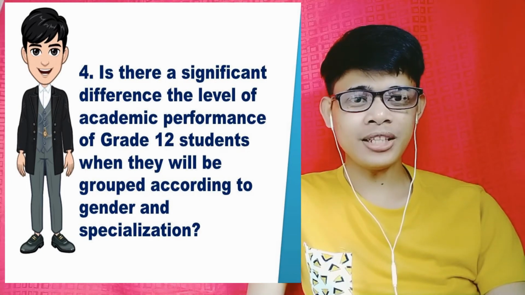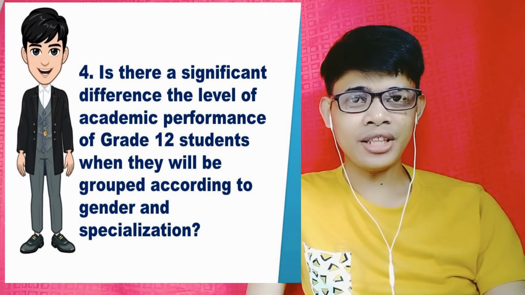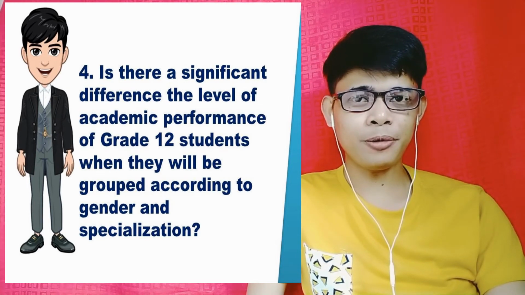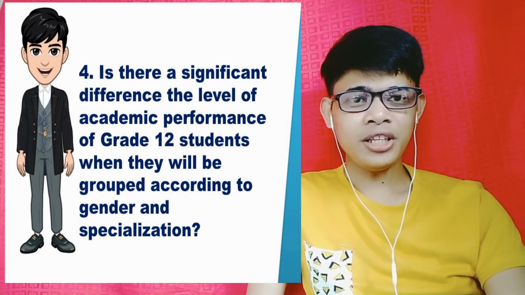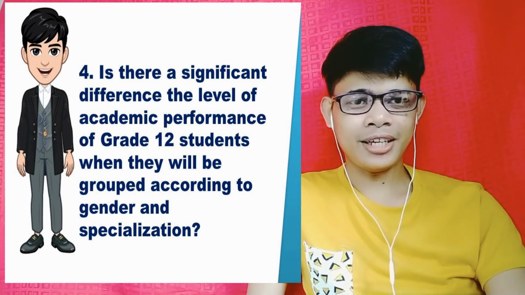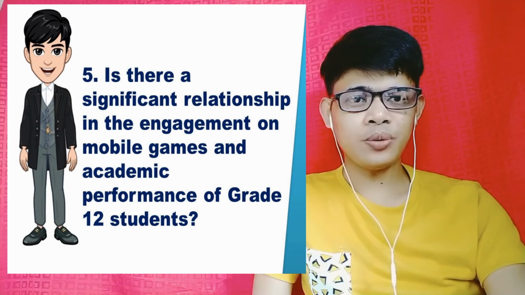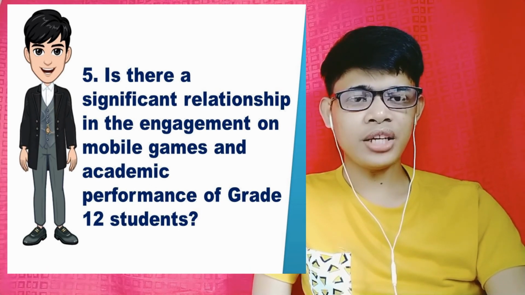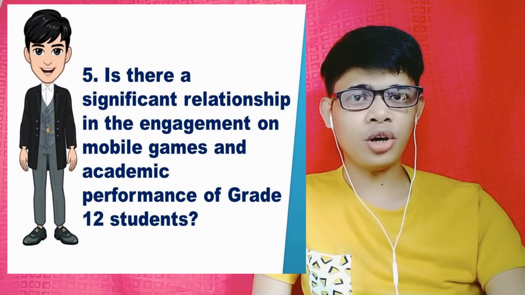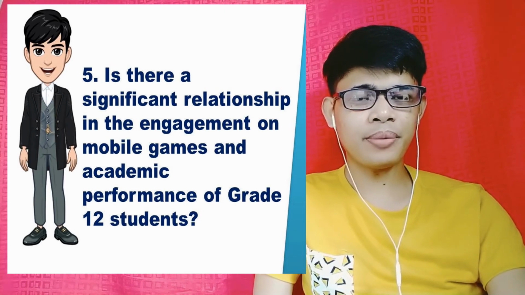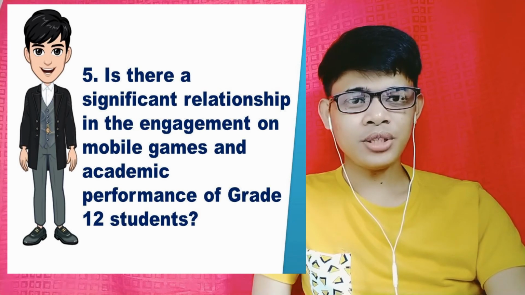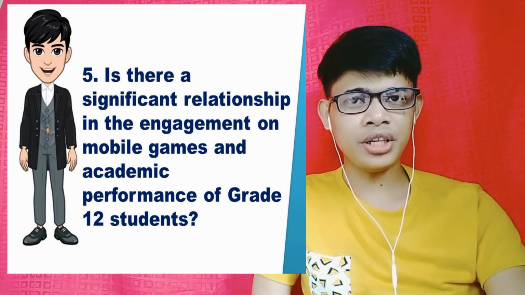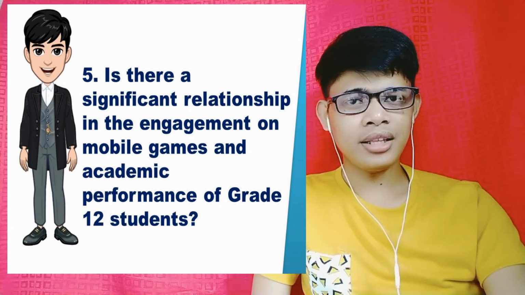So notice that in this question, we are now asking about the significant difference in another dependent variable, which is academic performance, that will be compared based on independent variables like gender and specialization. And the fifth question will be on significant relationship: Is there a significant relationship between engagement in mobile games and academic performance of Grade 12 students? In this question, notice that we are now to ascertain the relationship between engagement and the academic performance of Grade 12 students.